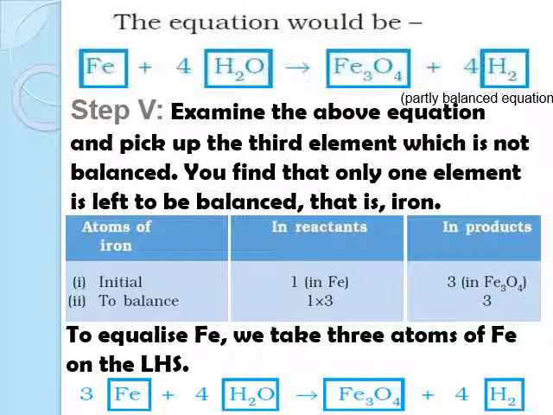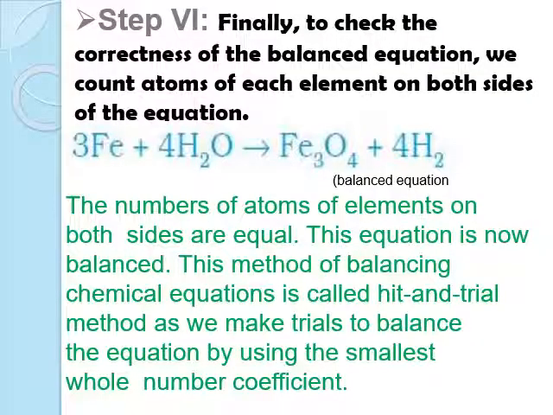Now we have to recheck again. Iron is left: iron is 3 on the right hand side and only 1 on the left hand side. So we have to balance iron also. We have to make it 3 iron on the left hand side. So 3 Fe plus 4H2O gives Fe3O4 plus 4H2. And we have to check again.